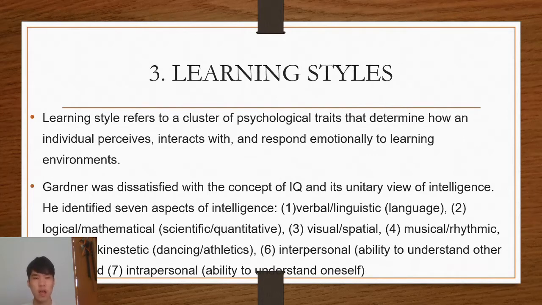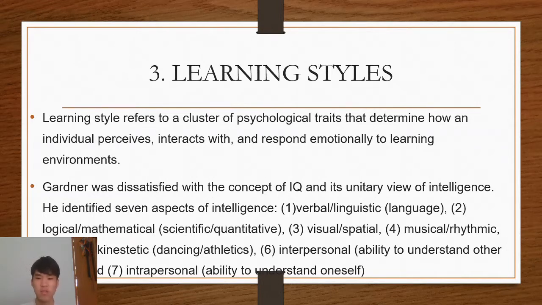Next is the learning styles. Learning styles refers to a cluster of psychological traits that determine how an individual perceives, interacts with, and responds emotionally to learning environments. Gardner was dissatisfied with the concept of IQ and its unitary view of intelligence, so he identified 7 aspects of intelligence. First, verbal or linguistic for language. Second, logical and mathematical for scientific and quantitative aspects.